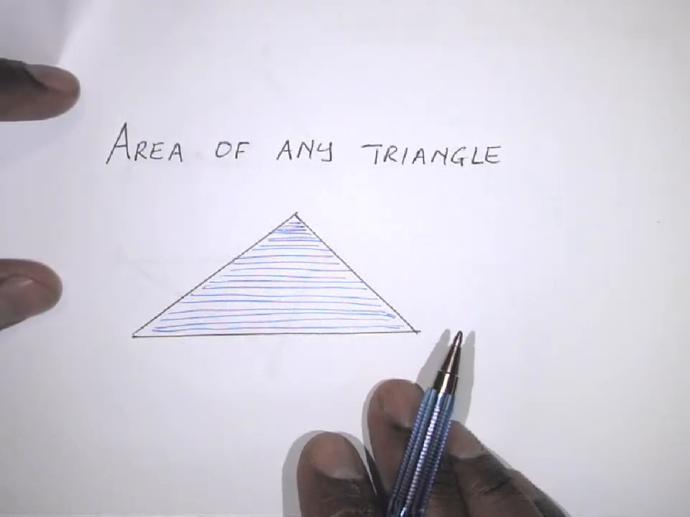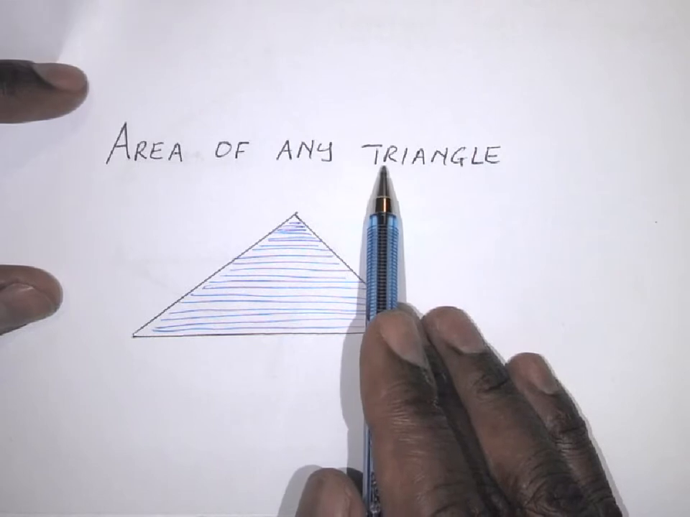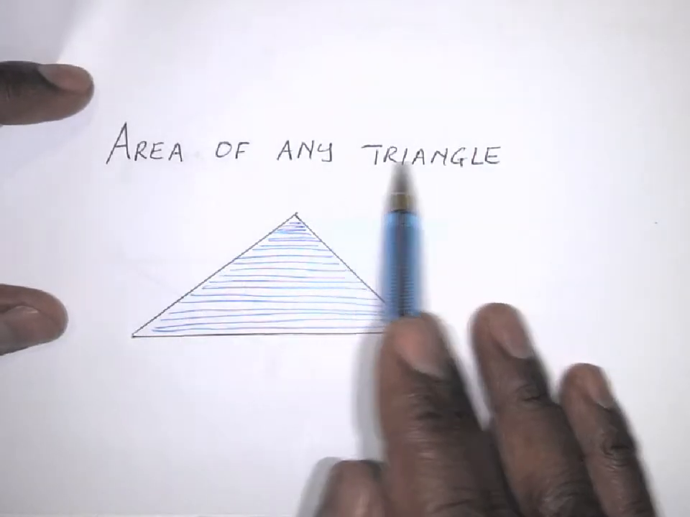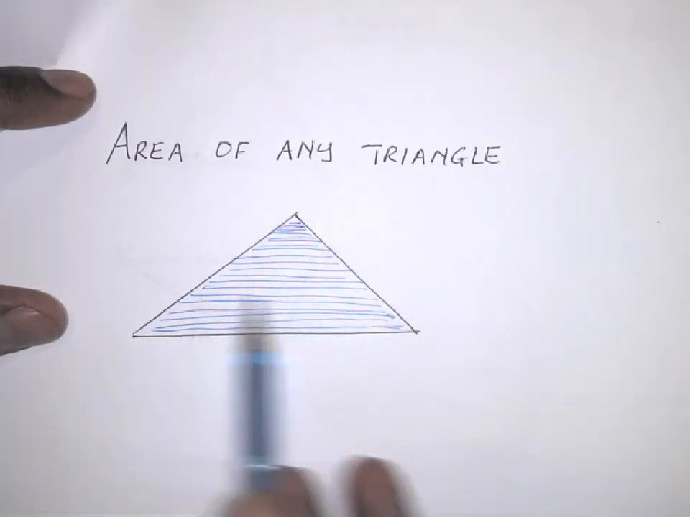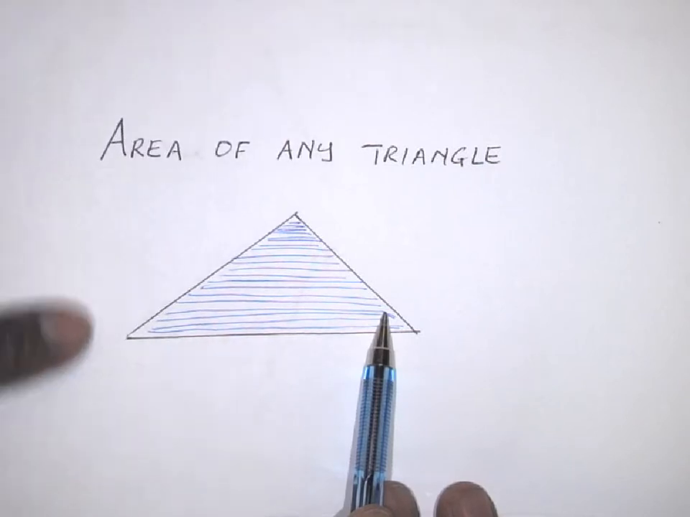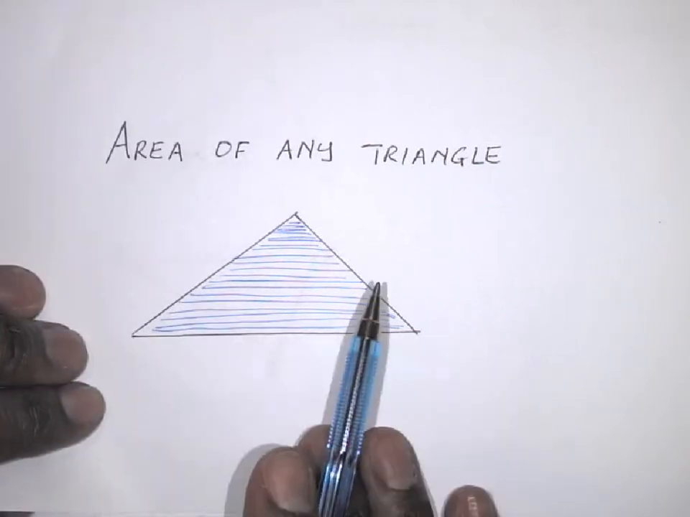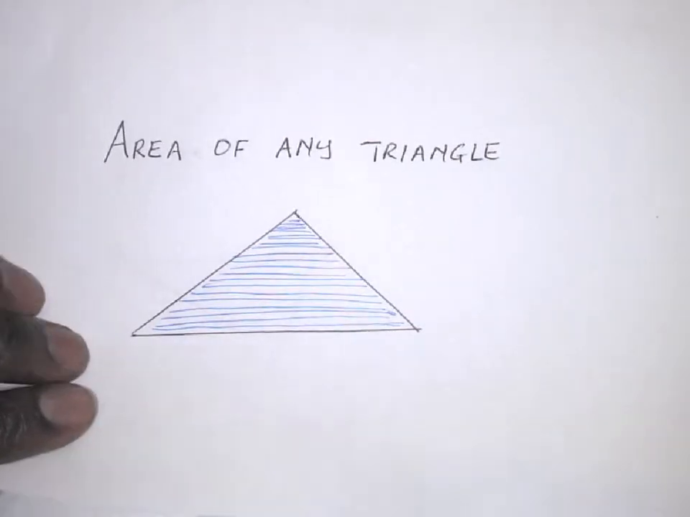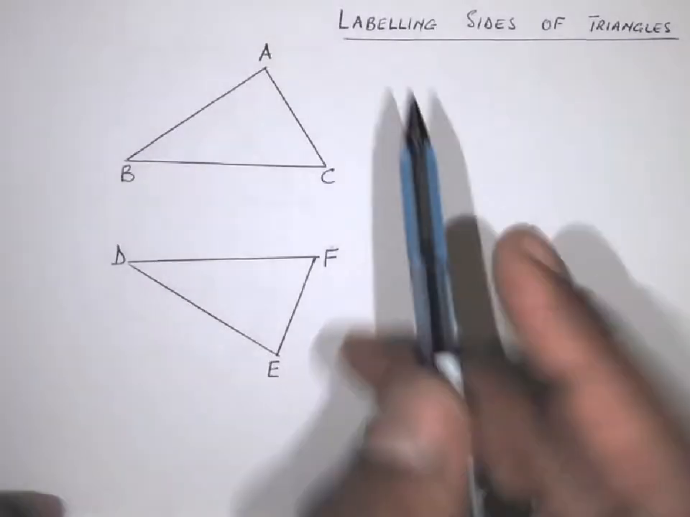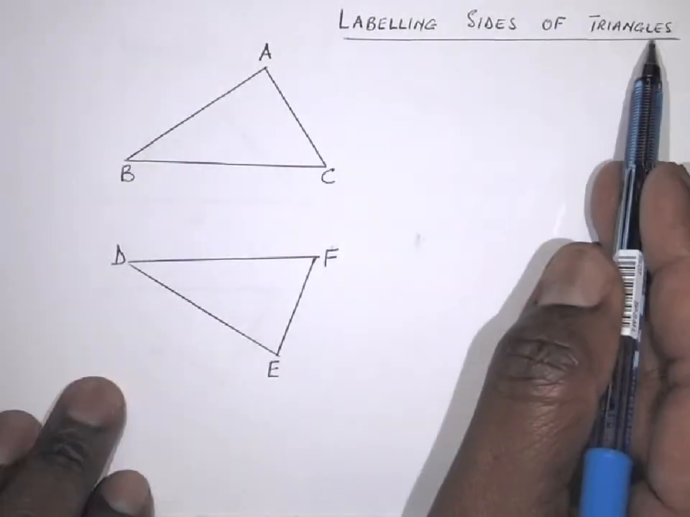Hi. In this lesson, we're looking at the area of any triangle, the area inside a triangle. But before we can look at that area, we need to know how to label the sides of any triangle.